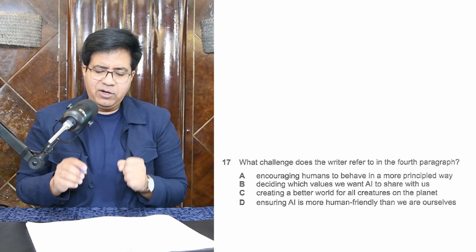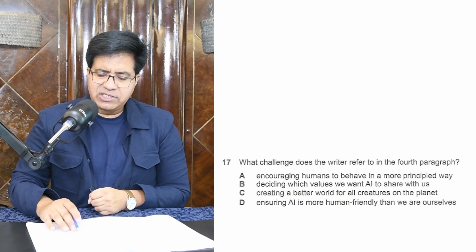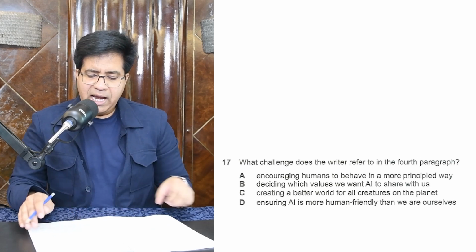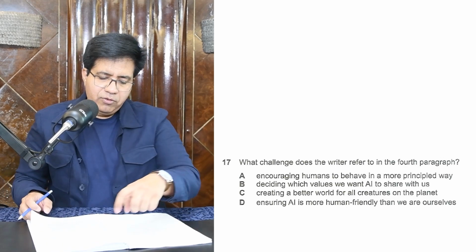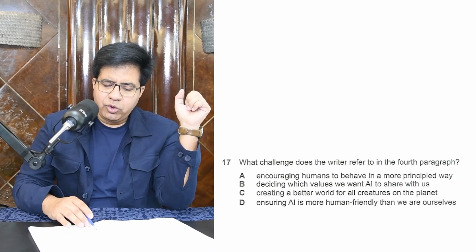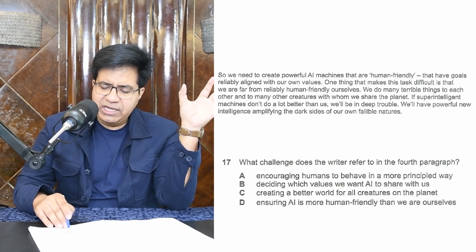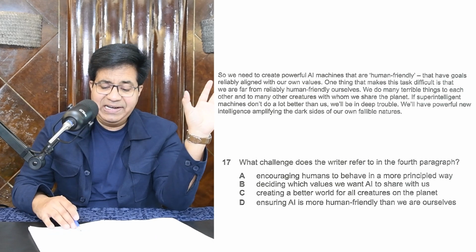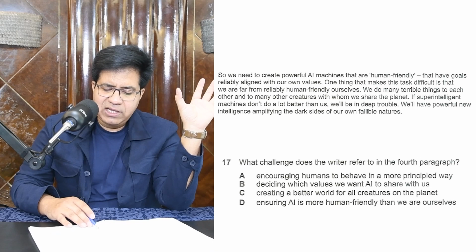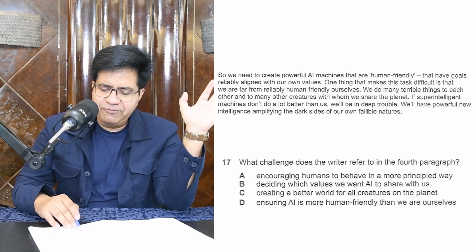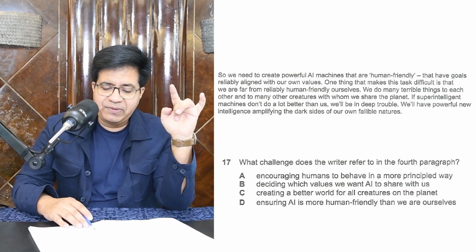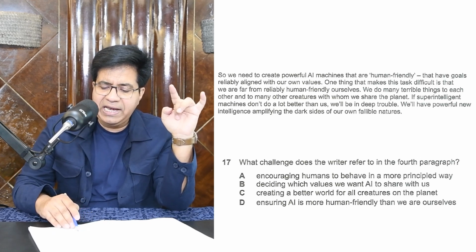Question number 17. What challenge does the writer refer to in the fourth paragraph? Now we will go to the fourth paragraph and we will see there is a challenge. 1, 2, 3, 4. Okay, so we need to create powerful AI machines that are human friendly. All right, second line after the full stop: "One thing that makes this task difficult is that we are far from reliably human-friendly ourselves." Okay, now he's coming to the problem. What is that? We are far from reliably human-friendly ourselves.